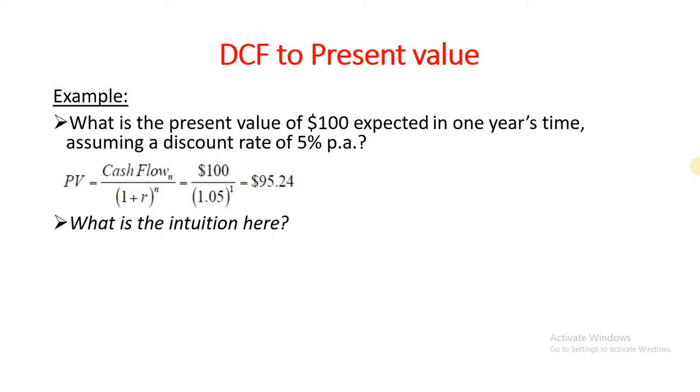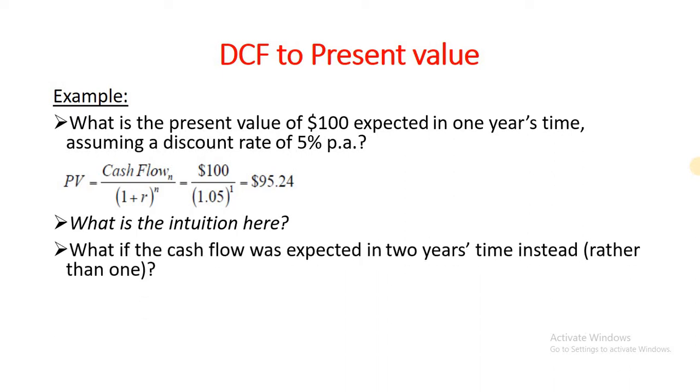What is the intuition here? Alternatively, we can say that if you have $95.24 and you invest this money with a 5% interest rate for 1 year, after 1 year you'll receive $100. Now, what will be the present value of this $100 if you receive this money after 2 years instead of 1 year? In this case, you have to change the n. So 100 divided by 1.05 to the power 2, and your present value will be 90.70.